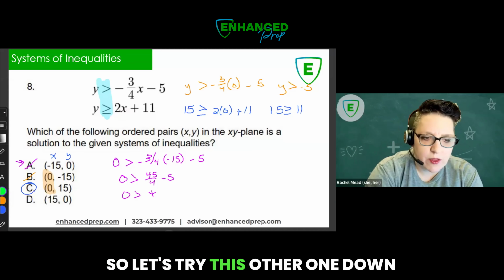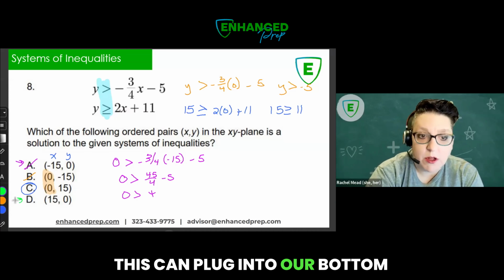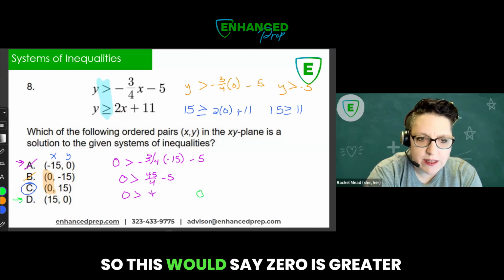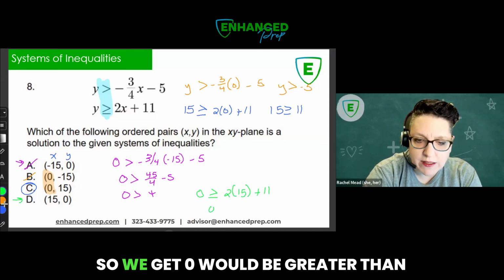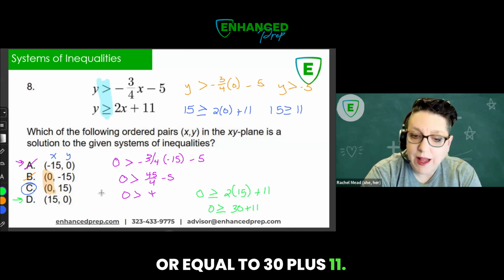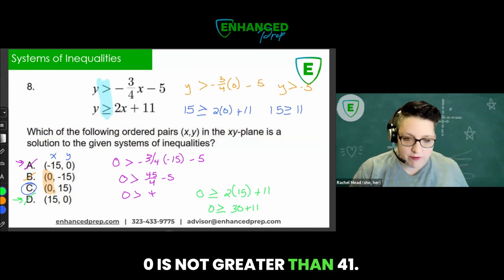So let's try this other one down here. Let's take a look at D and see if this can plug into our bottom equation just to change things up for you. So this would say 0 is greater than or equal to 2 times 15 plus 11. So we get 0 would be greater than or equal to 30 plus 11. And that is, again, false. 0 is not greater than 41.